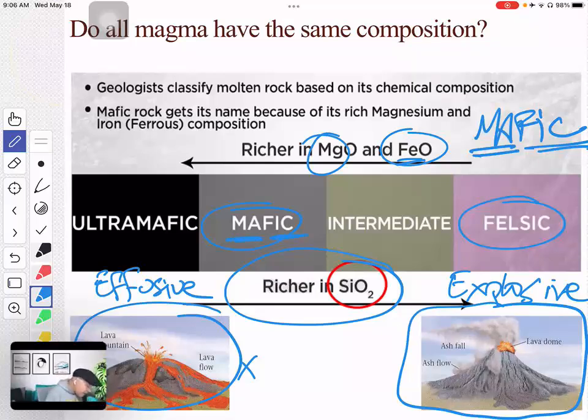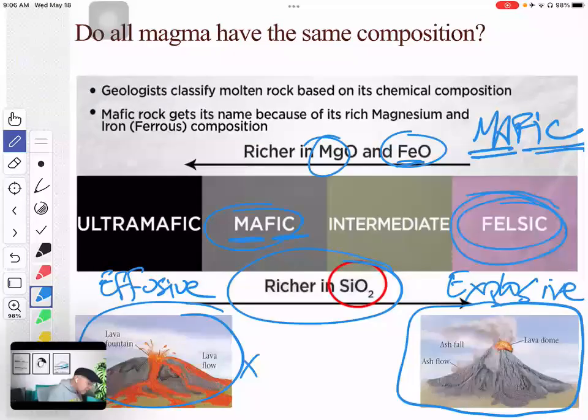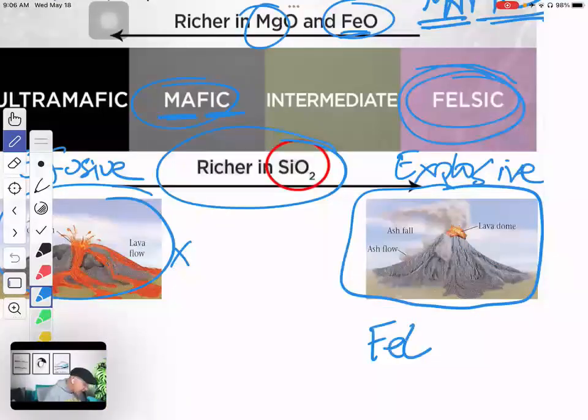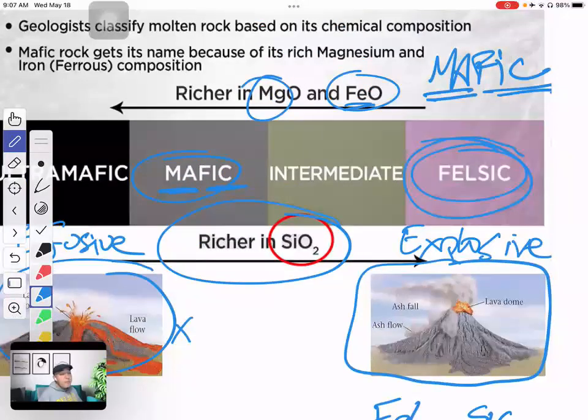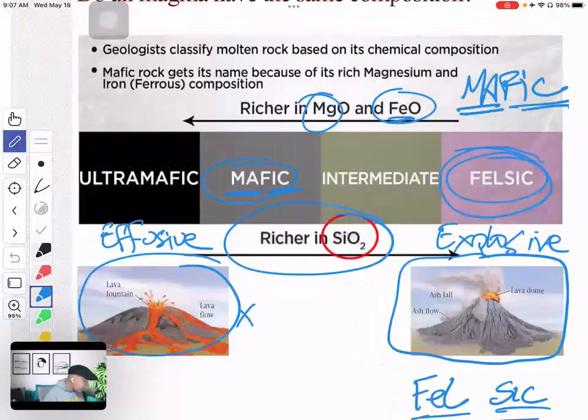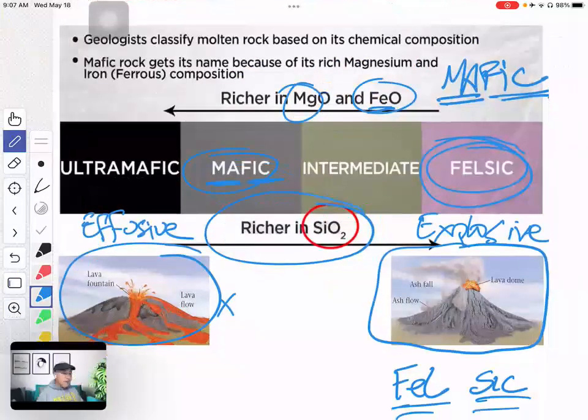On the other end of that, we have felsic. Felsic magmas are rich in feldspar and silica. Okay, so those are felsic magmas. So felsic is one extreme, rich in silica, poor in magnesium and iron, and mafic is the other extreme, rich in magnesium and iron, poor in silica. So the composition of the magma is a very important factor determining the type of eruption that we're going to have.